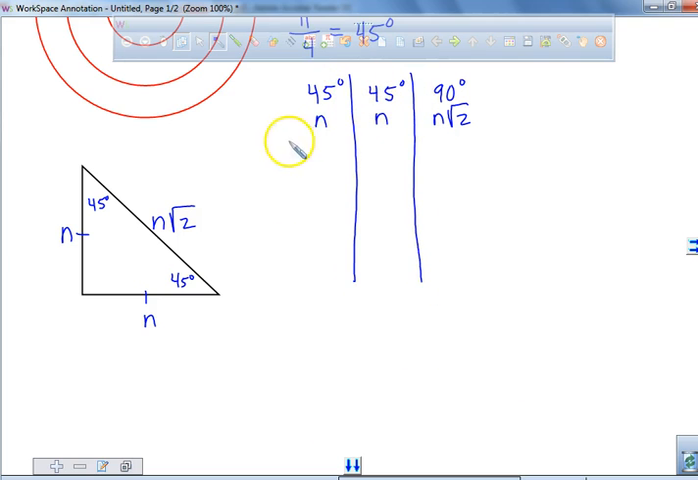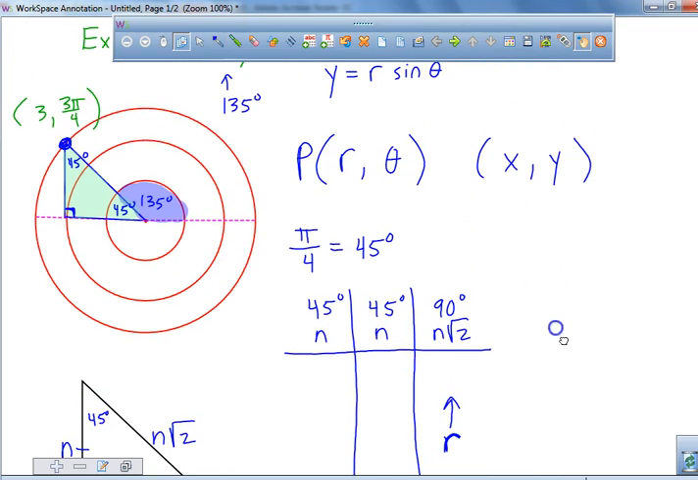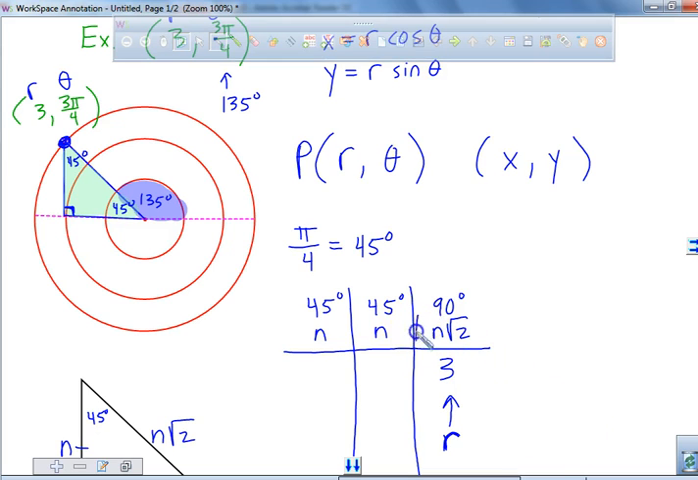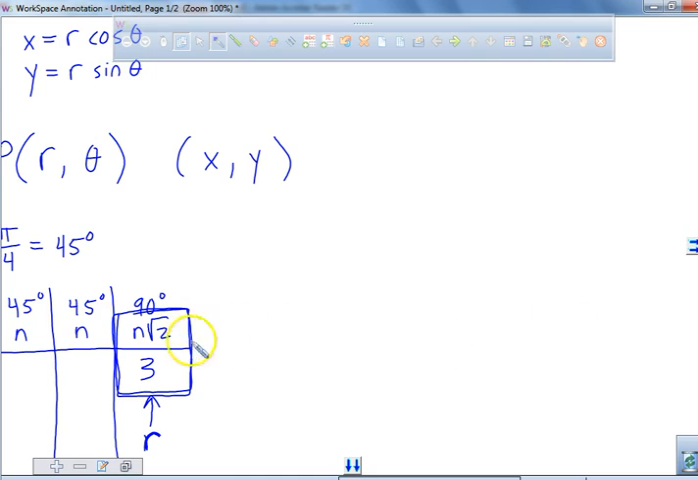When you guys are building this table, I want you to understand your r value that you have for your polar coordinate will always be this number right here. For us, our r value is the number 3. So r is here, theta is here. We're going to put the number 3 right there. In order to solve for n, you have to set up this equation. You're going to write n times radical 2 is equal to the number 3.